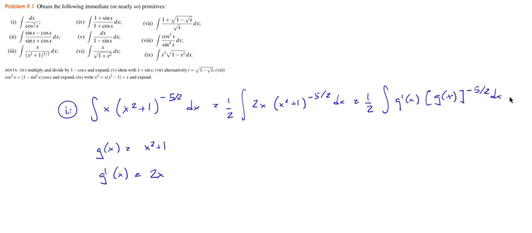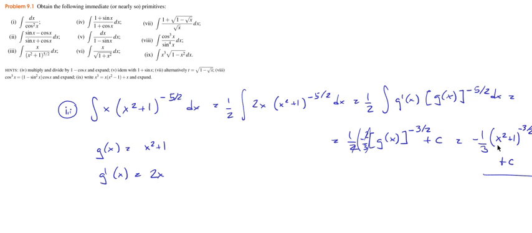Now the primitive of this is going to be g to this power plus 1. Minus 5 over 2 plus 1 is minus 3 over 2, divided by this. Dividing by minus 3 over 2 is the same as multiplying by minus 2 over 3. The 2 and 2 cancel out, so you have minus 1/3 of x squared plus 1 to the minus 3 over 2, plus c.